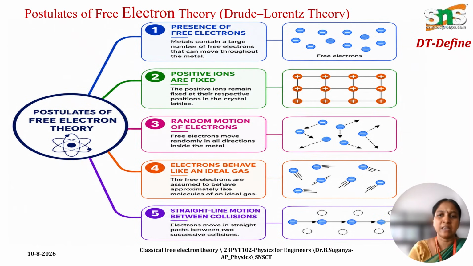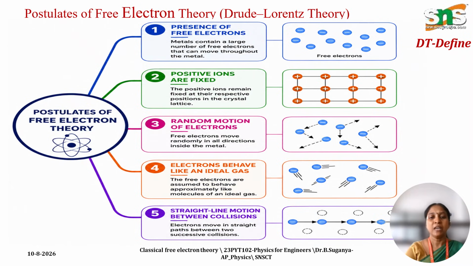So what are the postulates? They have 10 main postulates, and now we are going to see these postulates. First, presence of free electrons. Metals contain a large number of free electrons, and these free electrons are responsible for conducting electricity. They can move throughout the material because they are not bound by the nucleus. Then positive ions are fixed. The positive ions remain fixed at their respective positions in the crystal lattice.